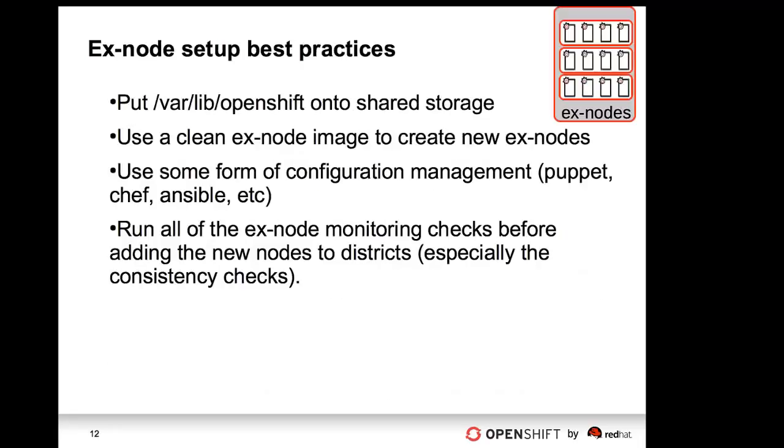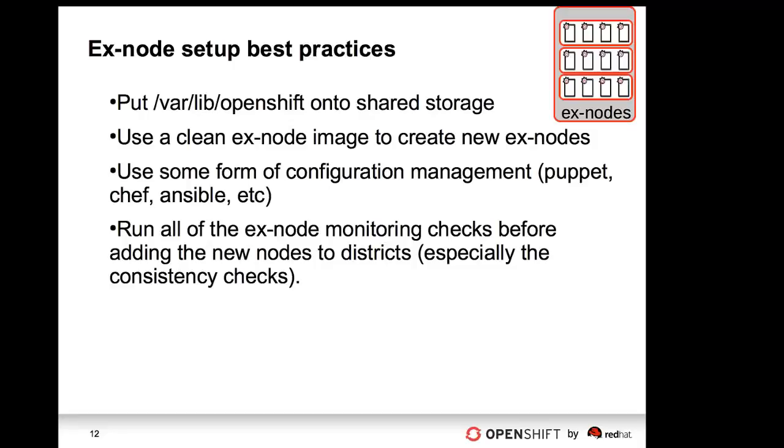Onto our node best practices. So we put /var/lib/openshift onto shared storage. In this way, we can actually take a node, and if the node goes down, we can detach the shared storage, create a whole new node, and attach the shared storage, and then be up and running with the gears in a matter of a few minutes. Because we use Puppet for all of our stuff, we can recreate these new nodes, and we actually use a clean node image to create the nodes.